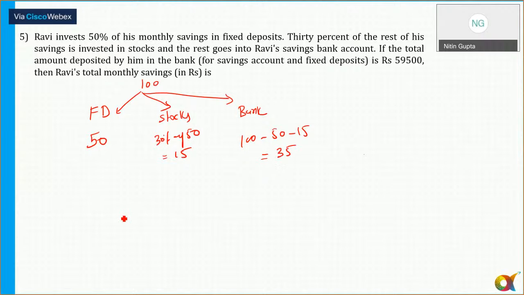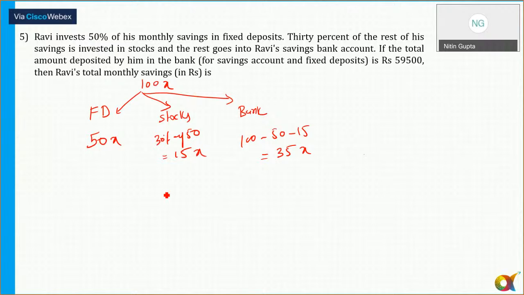And it says the total amount deposited by him in the bank is 59,500. So what is the sum here? I can say if the total is 100x, then this is 50x, this is 15x, this is 35x. So what is this value, the total amount deposited in the bank for savings and fixed deposit?